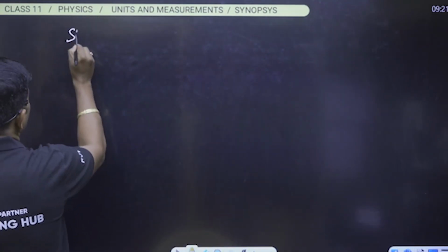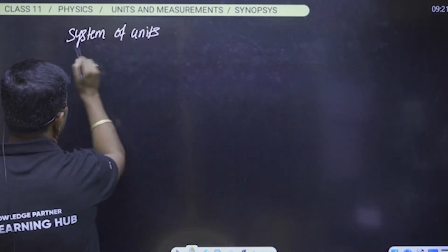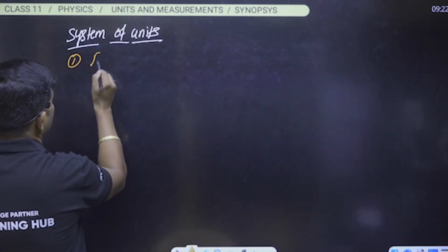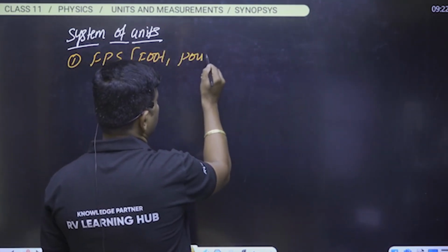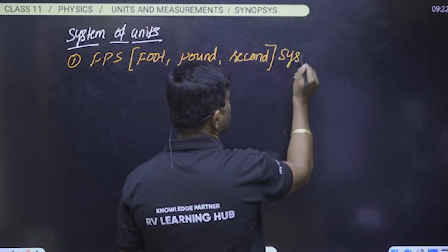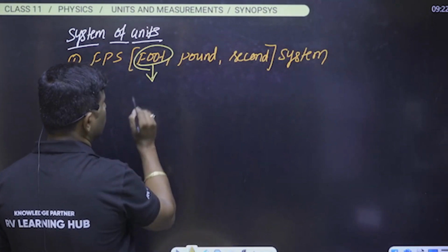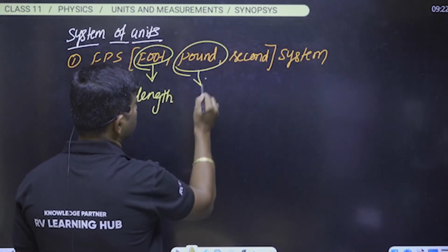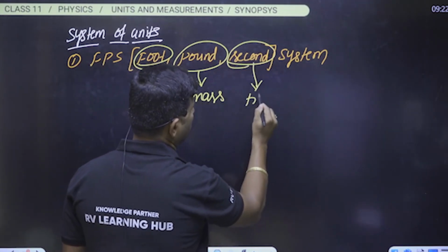So let us understand, whenever we put these units together, we get a system of units. Let us learn briefly about the system of units. Here we have different types of systems. The first one is the fps system. F stands for foot, P stands for pound, S stands for second. In this, foot is a unit used to measure length, a fundamental quantity. Pound is a unit used to measure mass, and second is a unit used to measure time.